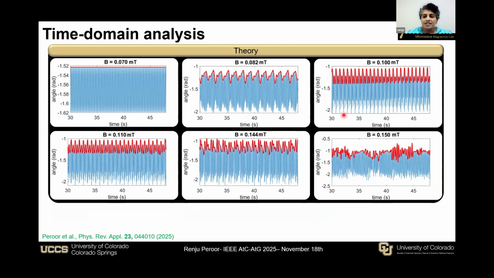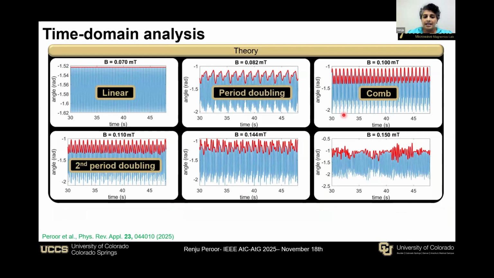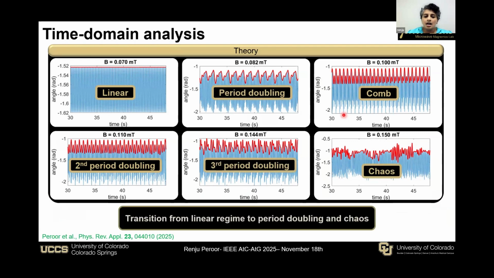As we ramp up the drive amplitude, the dynamics follows a classic nonlinear route, starting with linear, period doubling, a comb, then second period doubling, third period doubling, and then chaos. This going from the linear regime to period doubling to chaos clearly shows that this is the result of the Hopf bifurcation theorem.